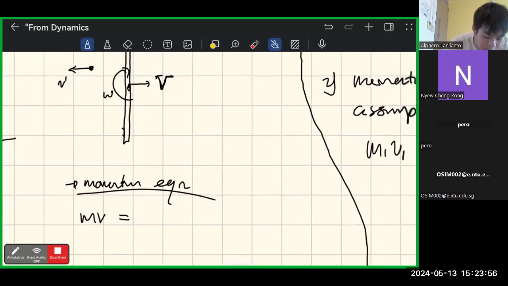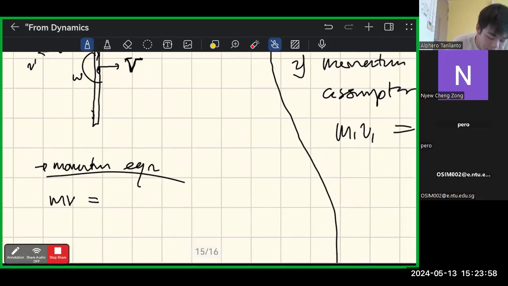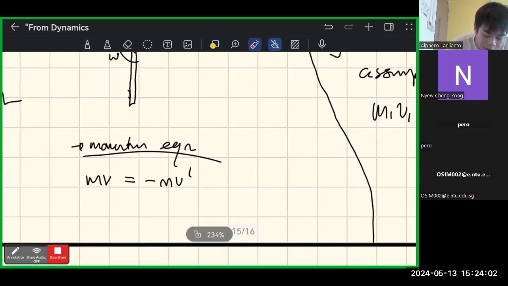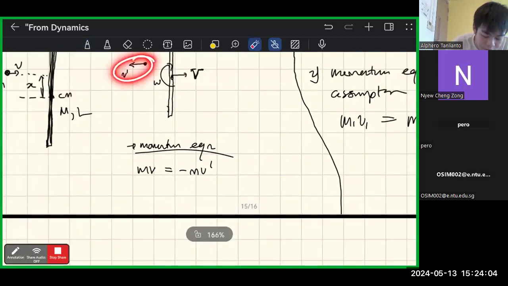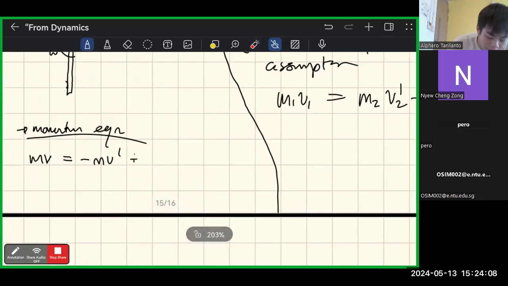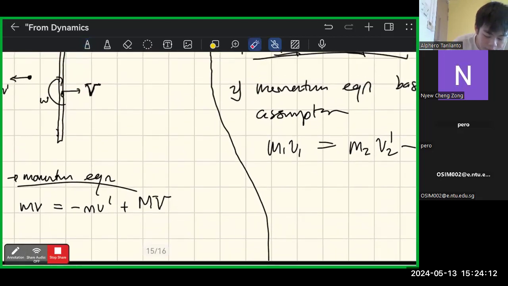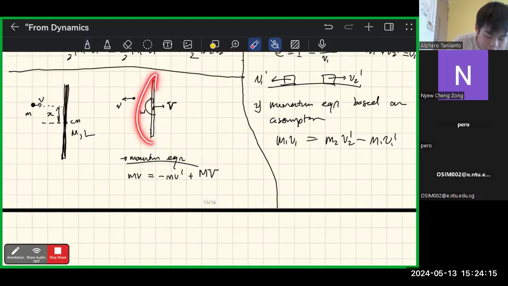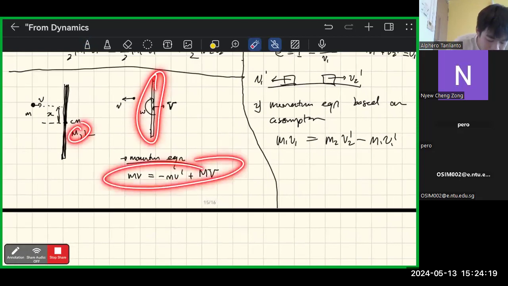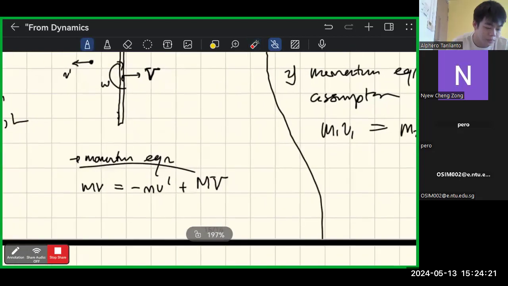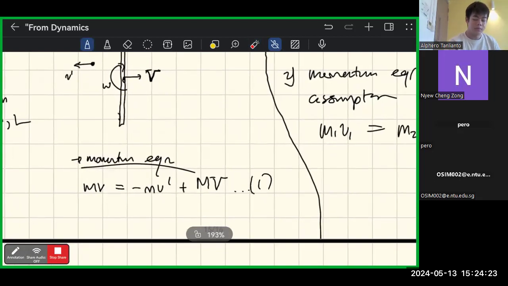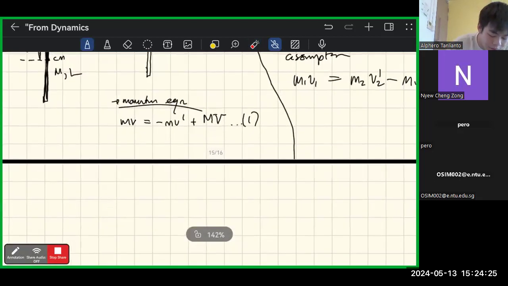So the momentum equation is going to say that it's negative mv prime, because after the collision it's going to the left, negative mv prime, added by big M times big V, because the mass of this rod is big M. This is the momentum equation, the linear momentum. It's the first equation, and the second equation is the angular momentum.